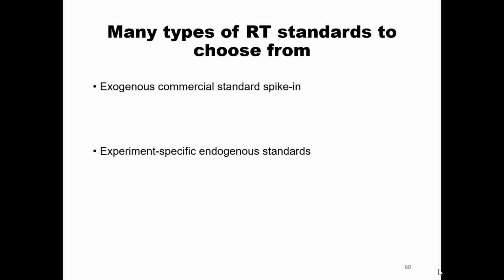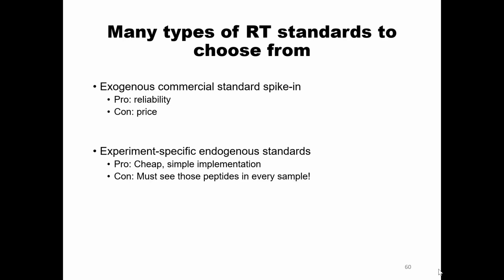There's generally two options. One is you can buy an exogenous commercial standard that you would spike in, and the other is you can pick some set of experiment-specific peptides that are always in your sample. It's really nice to use the commercial kits because they're extremely reliable. They're QC'd, they're always the same, they're usually heavy labeled and very pure. However, they're kind of expensive depending on your lab's spending. It's basically free to use peptides that are present in your sample because they're always present in your sample anyway.